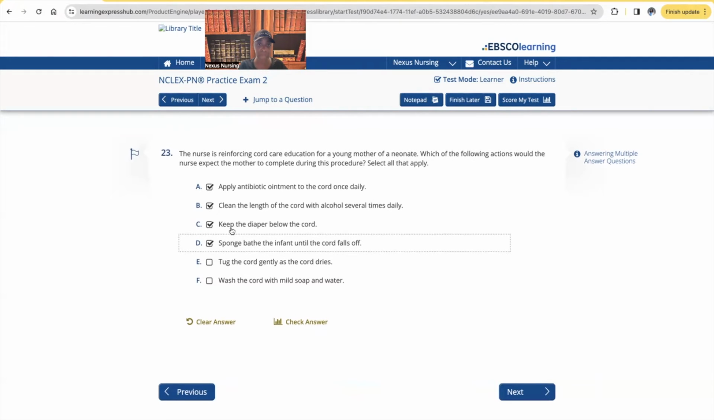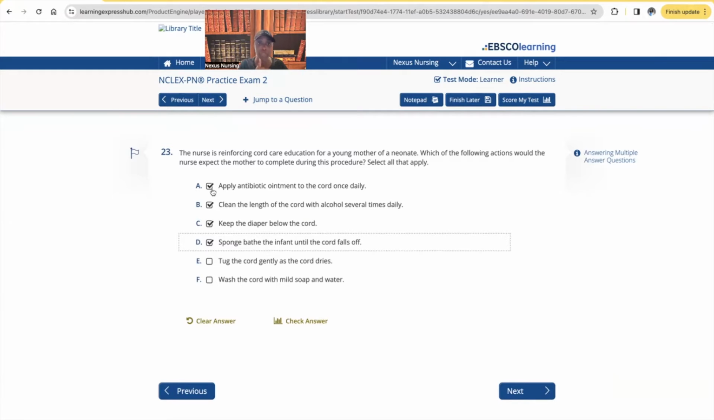Yes, you're going to keep the diaper below the cord because we don't want it covering the cord. We don't want it interrupting that site at all. Clean with alcohol, yes. And it helps. The alcohol also kills pathogens and it helps keep that area dry because it's drying.